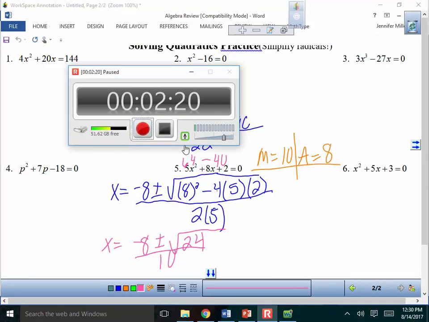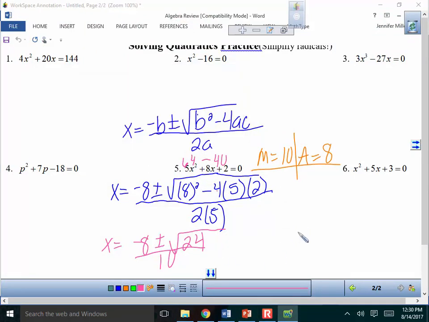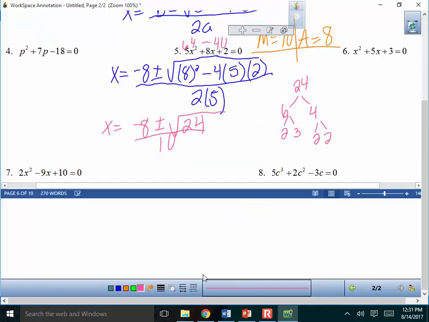Just one second. So, now we need to break up 24. How do we break up 24? 6 and 4, 2 and 3, 2 and 2. So do we have a pair of 2's? Okay, and then that's x is equal to negative 8 plus or minus 2 square roots of 2, and the 3 is 6, all over 10, okay?